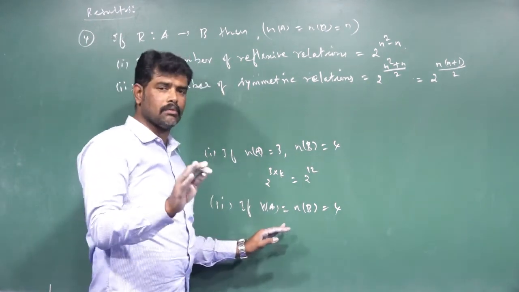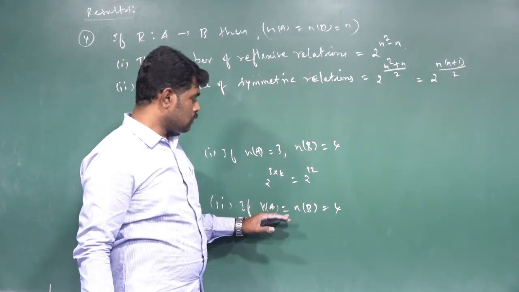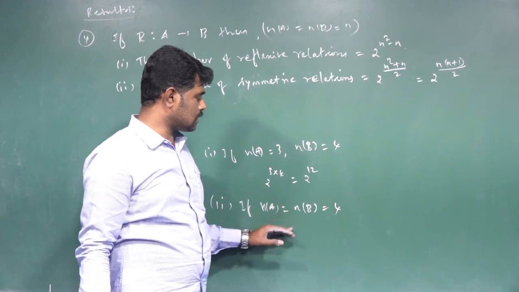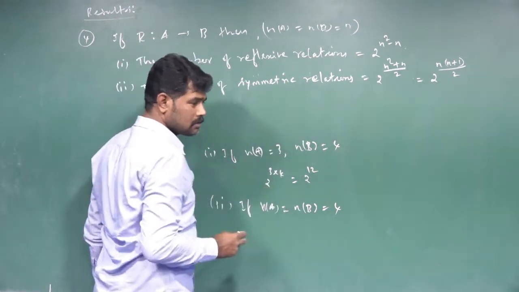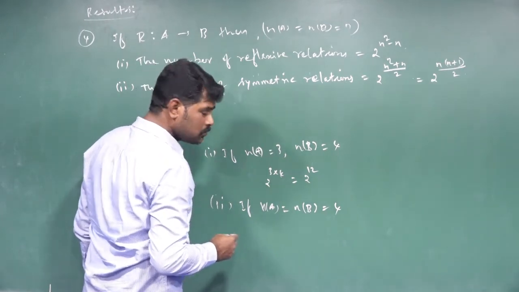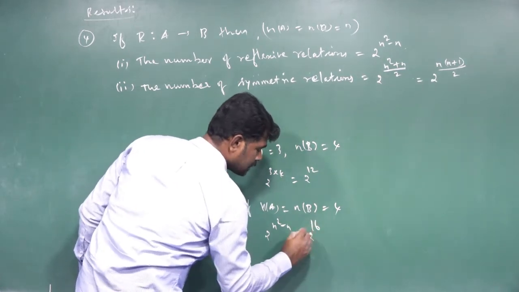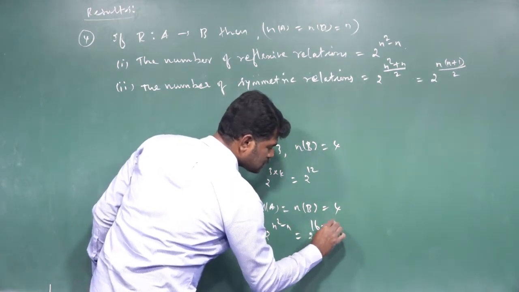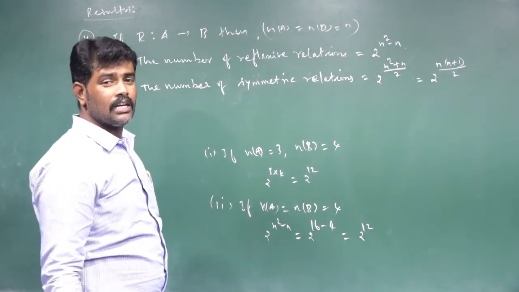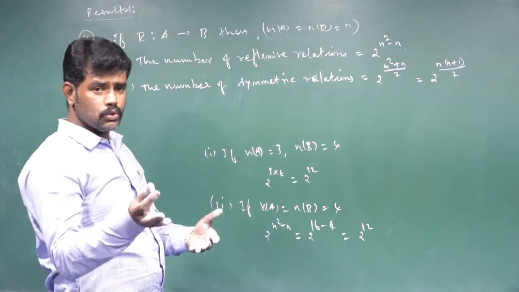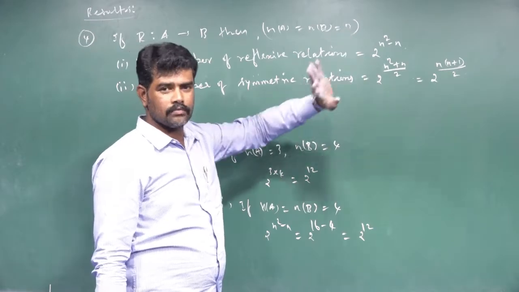Cardinality means nothing but the number of elements. They give the number of elements in the two sets, and they will ask about the number of reflexive relations. Then it is 2 power n square minus n, so 16 minus 4, which is 2 power 12. 2 power 12 reflexive relations are possible, as you should know, otherwise you can't find it. So you should read it like a formula.